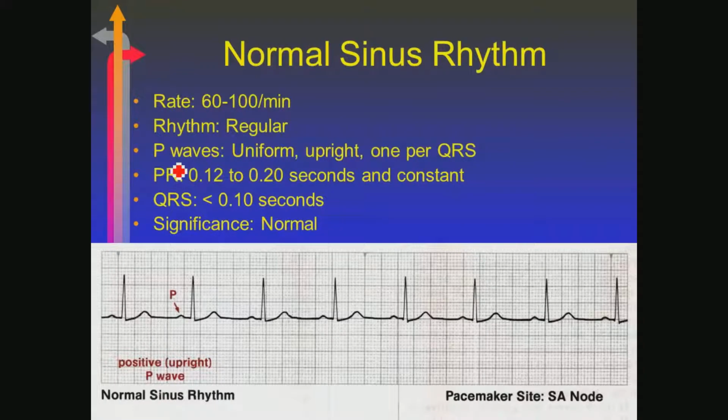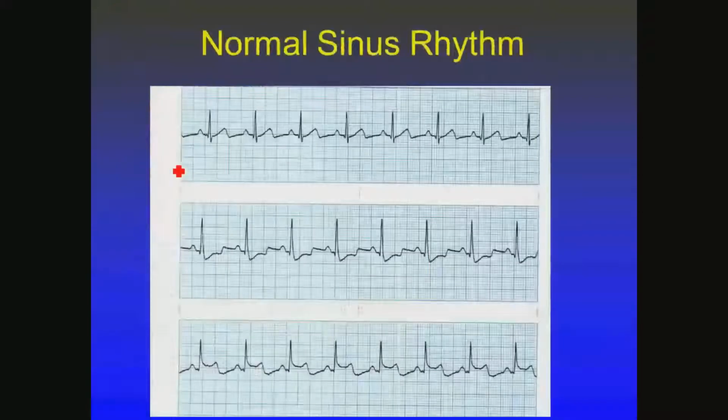Normal sinus rhythm is pretty easy to identify. P to P is regular, R to R is regular. Rates somewhere in the range of 60 to 100 beats per minute. There's a P wave for each QRS complex. It's upright. They all look the same. PR intervals within normal range. QRS is within normal range. It's a normal sinus rhythm. This is hopefully what we're in the majority of our life. That's a good thing. Pacemaker site is the sinus node, and all is well.